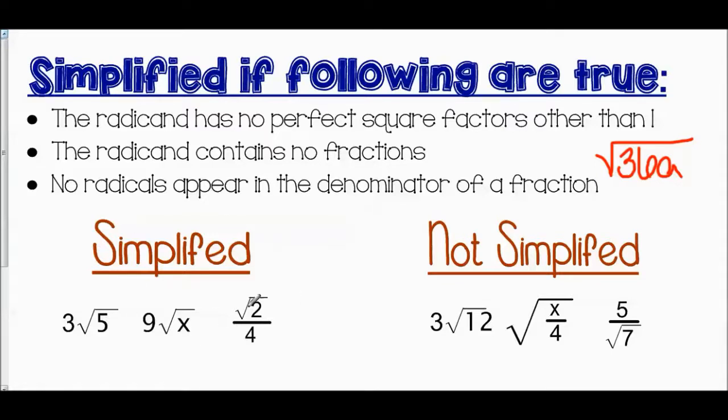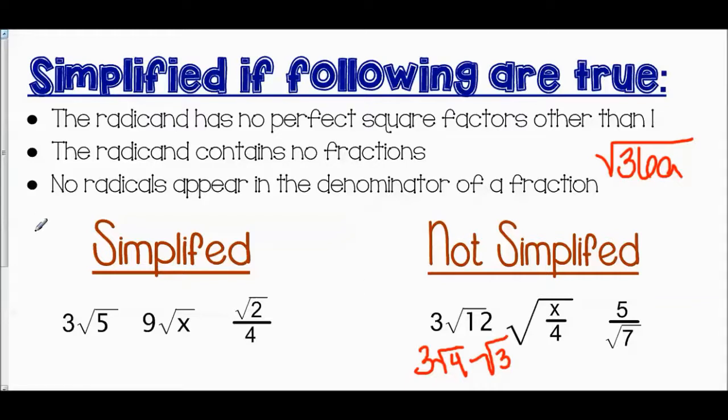So here are some examples of simplified radicals. 3 times the square root of 5, 9 times the square root of x, or square root of 2 over 4. Those are all okay. Over here, these are the ones that are not okay. 3 times the square root of 12. This does not work because the square root of 12 could be broken up into the square root of 4 times the square root of 3. The second one does not work because of the second criteria. The radicand cannot contain any fractions, so you'll see what we need to do there next. And then the third one is not simplified because I have a radical in the denominator. It's okay if the radical is on top. It is not okay if the radical is on bottom.